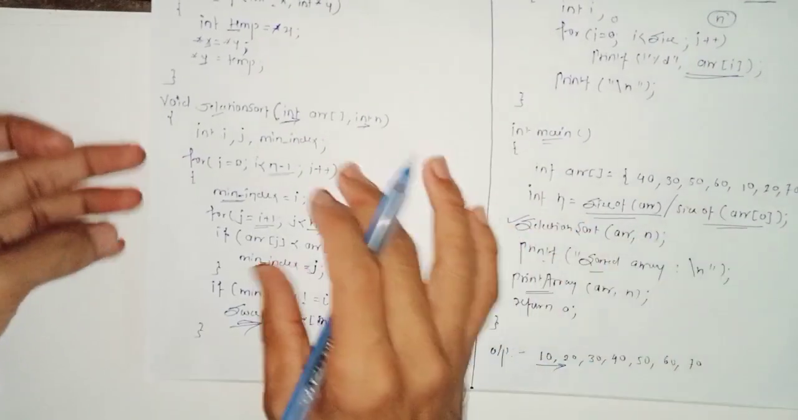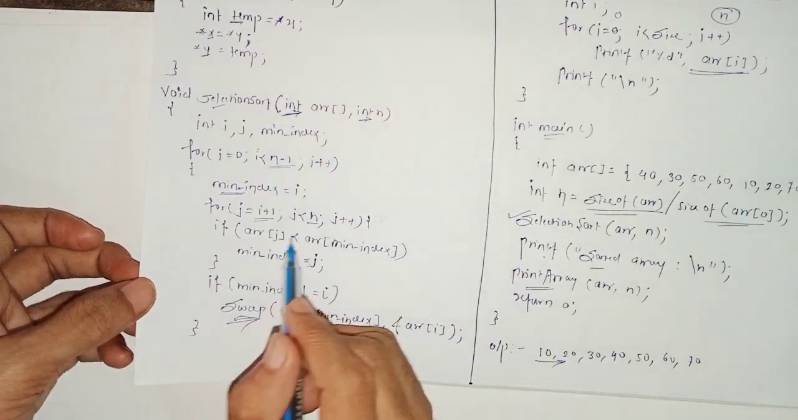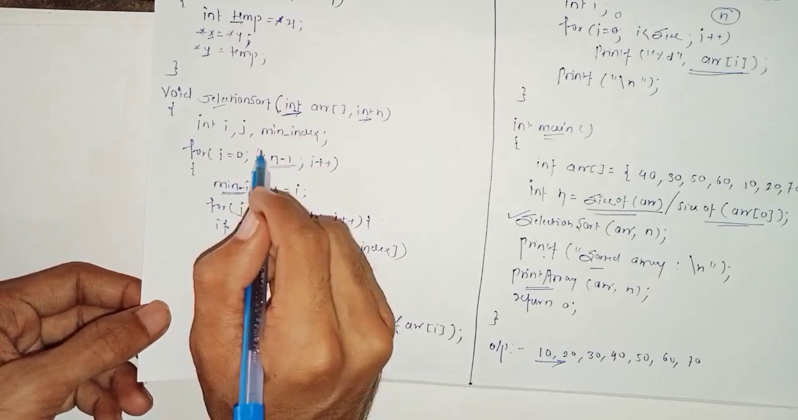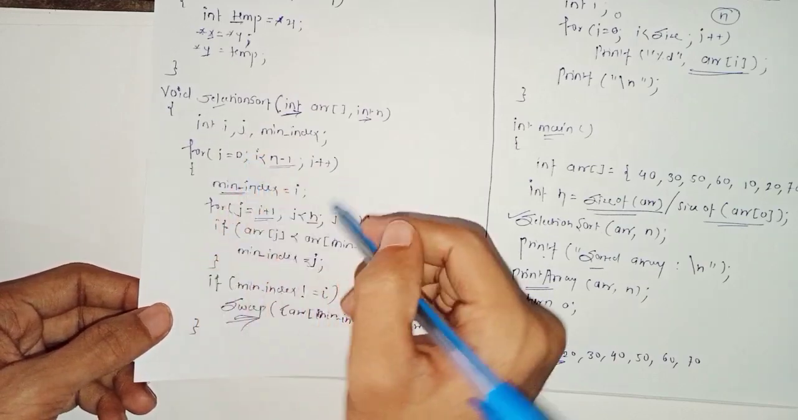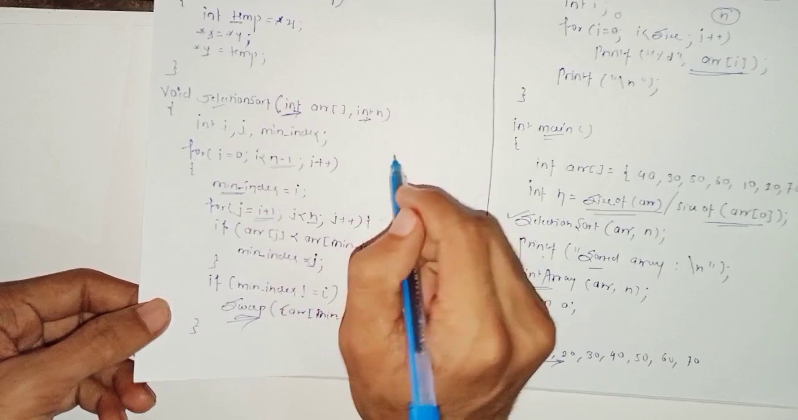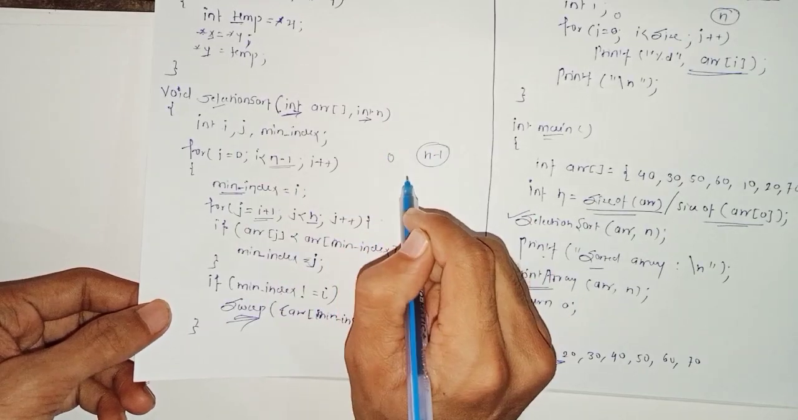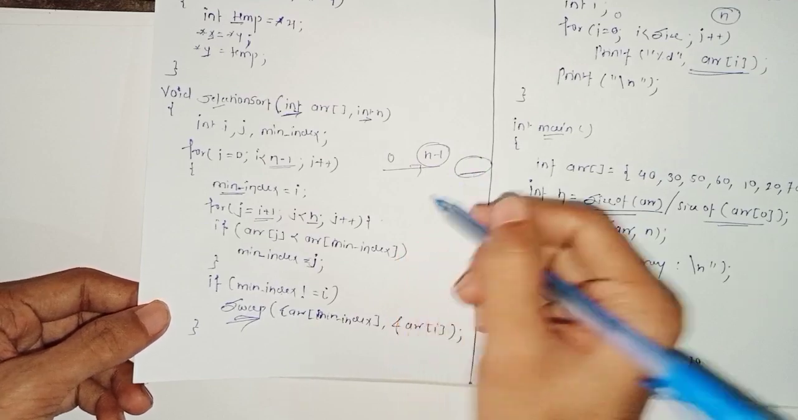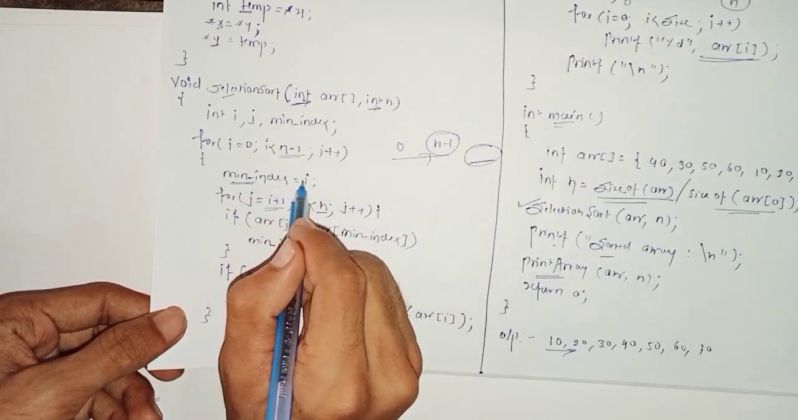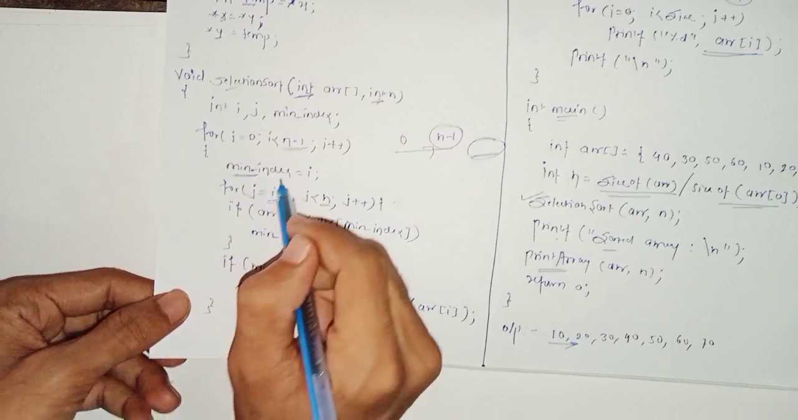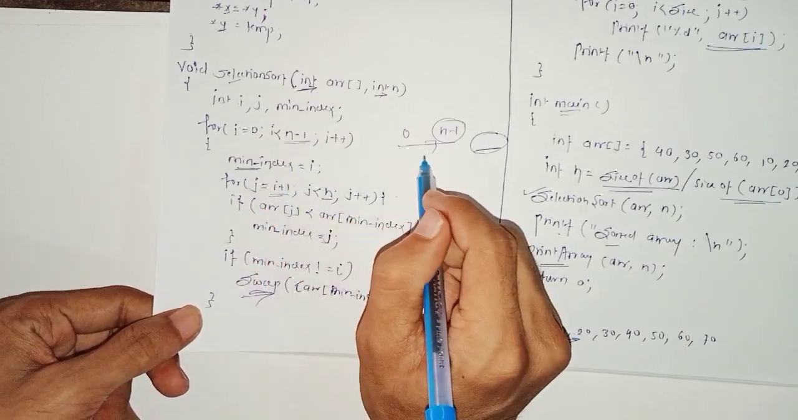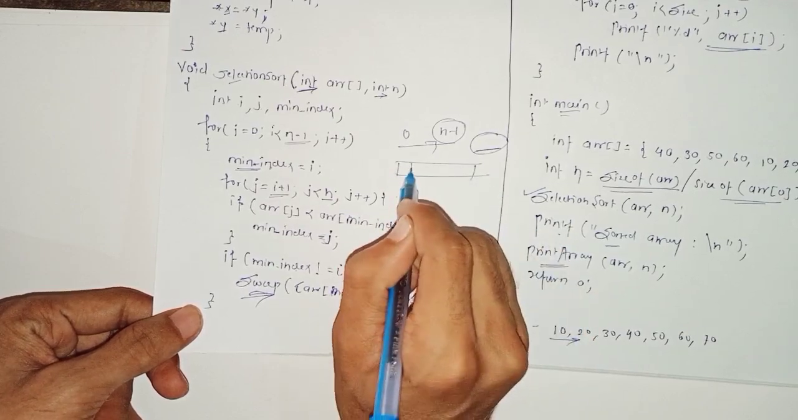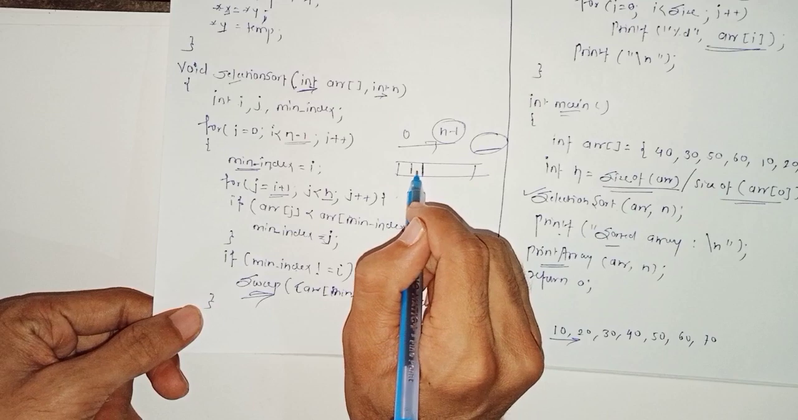See, the main logic is in the selection sort only. We declared three variables: i, j, and minimum index. The i variable tracks the number of passes, so it goes from 0 to n minus 1. Why? Because we do not need to sort the last element, it is already sorted. Then the value of i is assigned to the minimum index, and the j variable starts from what? Let us suppose this is the first position, so we have to compare from the second position.